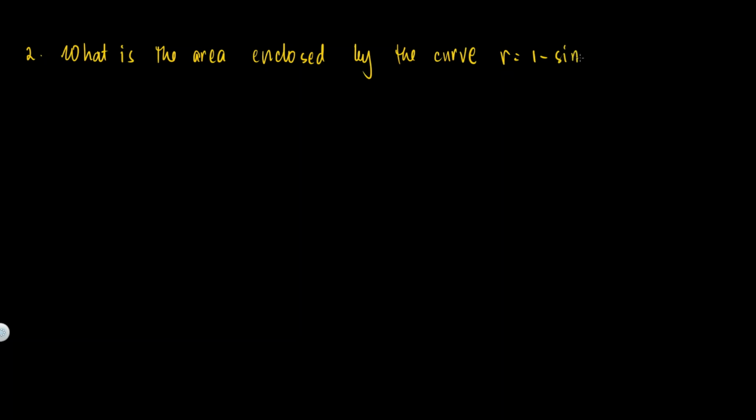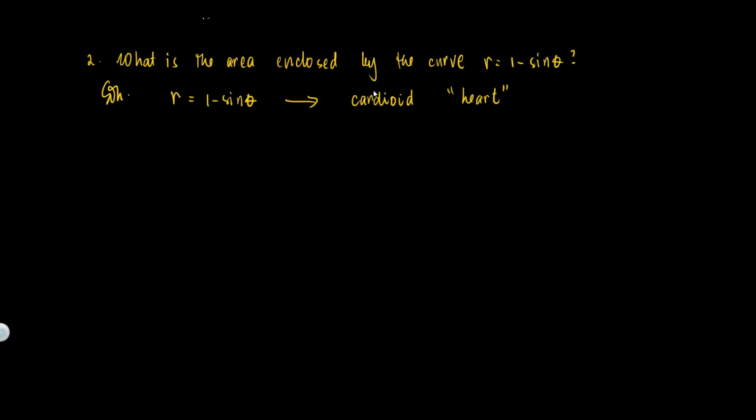Okay, number 2, what is the area enclosed by the curve r equals 1 minus sine theta? Solution. Our equation r equals 1 minus sine theta, we know that this is a cardioid, or heart. That should be its shape once we plot it.